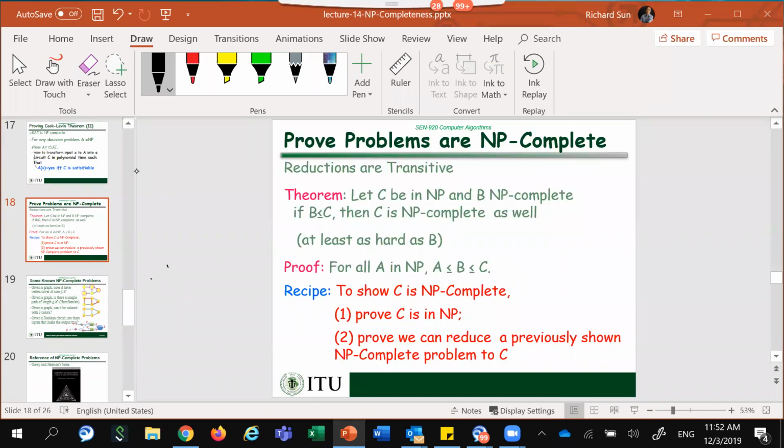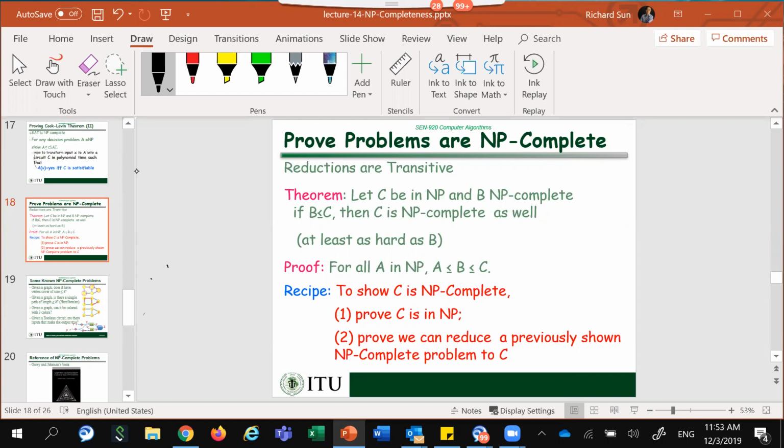But how about other problems? How do we prove other problems are NP-complete? Should we go through Cook's theorem for every problem to prove they are NP-complete? The answer is no. You don't have to do that with so much effort. There is a better way of doing it. It's based on the following theorem, which is based on the fact that polynomial time reductions are transitive.